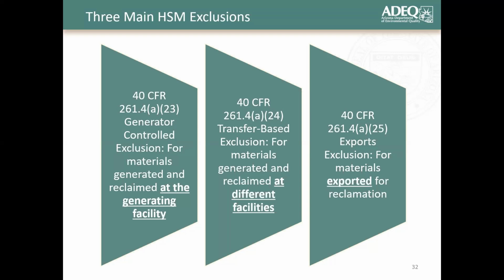The next one is the transfer-based exclusion, which is for materials generated and reclaimed at different facilities. The scenario with the listed aluminum filter cake that the generator has to send off-site to be reclaimed would be a great candidate for this exclusion. Then there is the export exclusion for materials exported for reclamation. If your hazardous secondary material needs to be exported out of the country to be fully reclaimed, then you would have to follow the requirements under 261.4(a)(25).